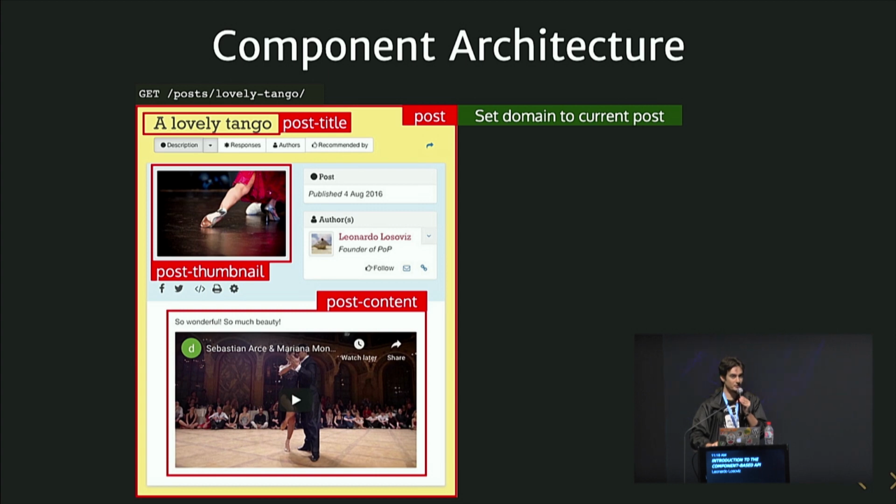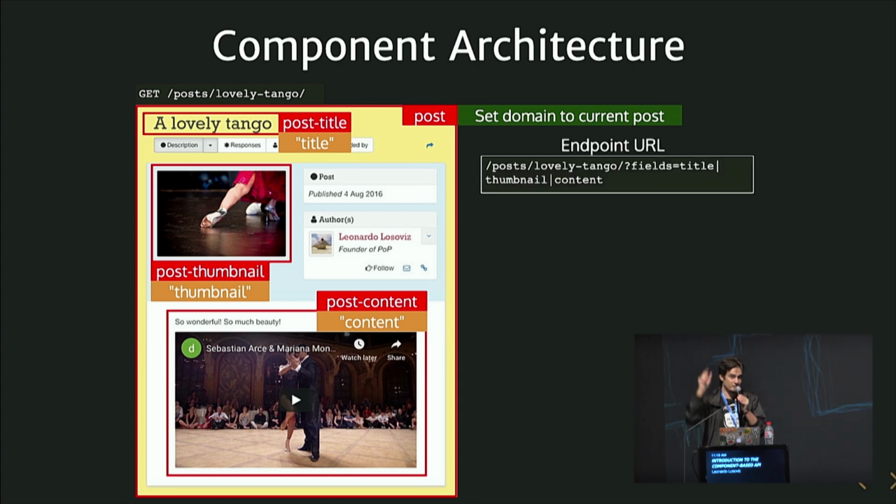And from that moment on, all the components inside of this one, whenever they fetch a property, it will be referencing this entity, this post. So post title will actually load property title, the post thumbnail will load property thumbnail, and post content will actually load property content. So iterating from the topmost component all the way down, you get the property from each, and you can construct the URL.